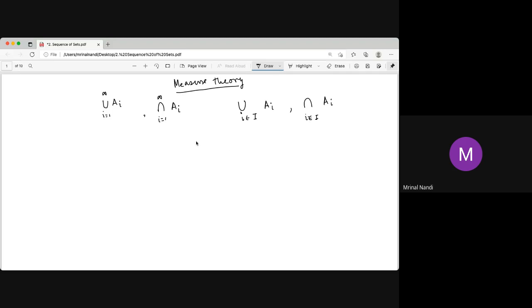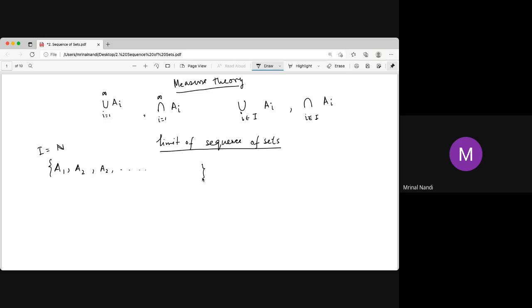Now we deal with an important concept called the limit of a sequence of sets. Now consider a sequence of sets. It is not an arbitrary collection; the index set is just the natural numbers. So A1, A2, and so on is a sequence, not merely a collection, because there is an ordering.